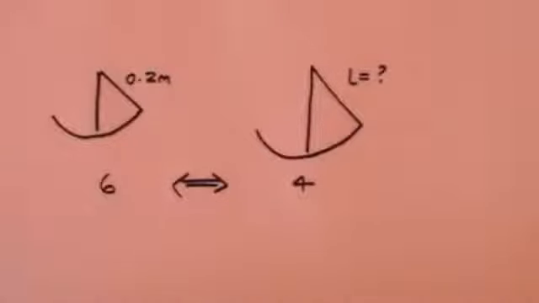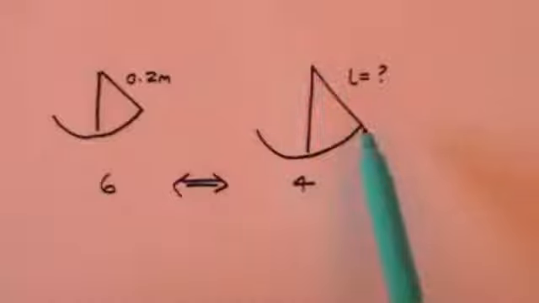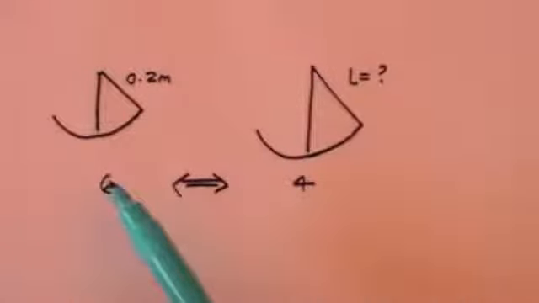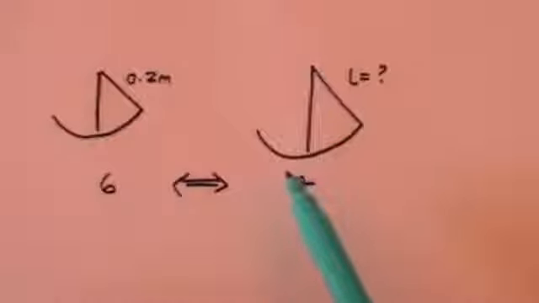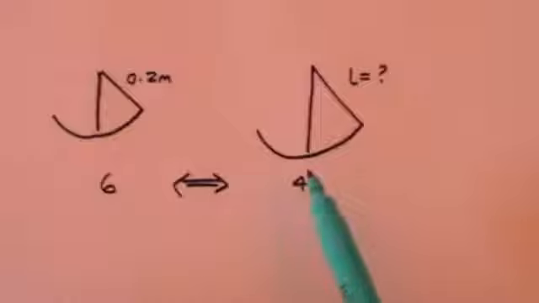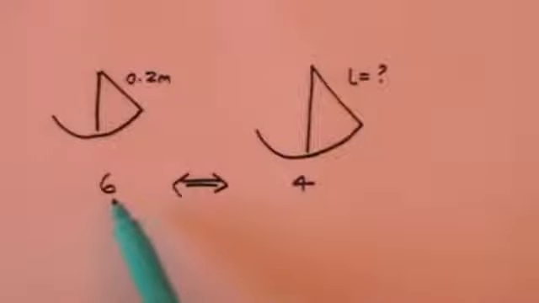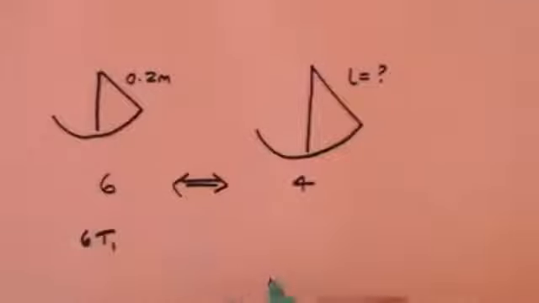Question 12. We have two pendulums. One is 0.2 meters long, the other is longer. And we swing them, and what we find is that when this pendulum has swung 6 cycles, this pendulum has only swung 4 cycles. And the question is, what is the length of this pendulum? So what we know is that the time for this to do 6 cycles is equal to the time for this to do 4 cycles. So let's say that the time period for this is T1, then 6 lots of one cycle for this is equal to 4 lots of the cycling for this.